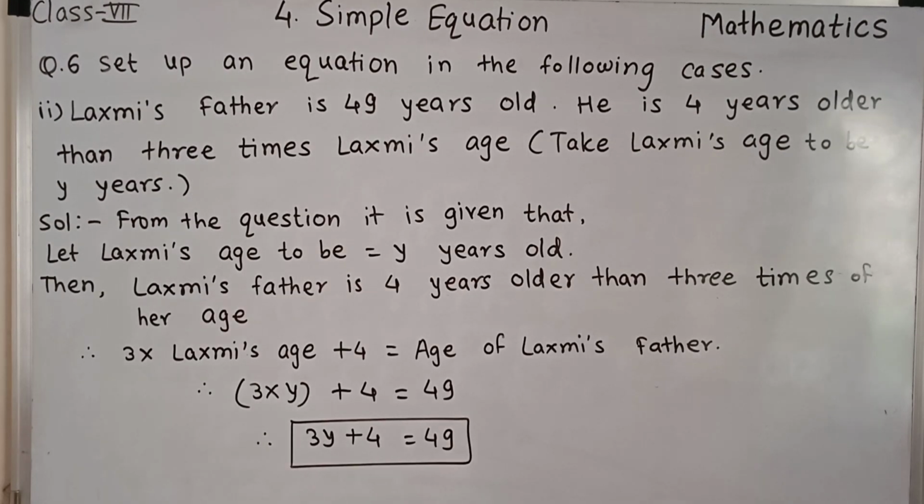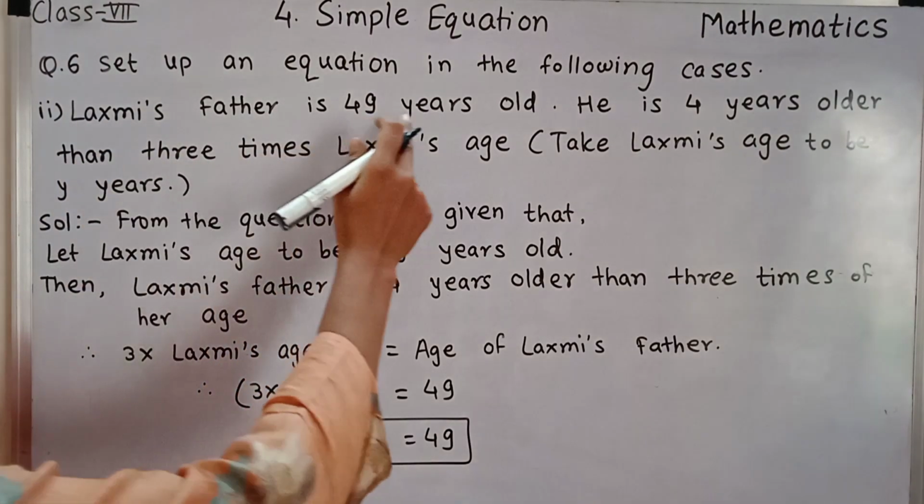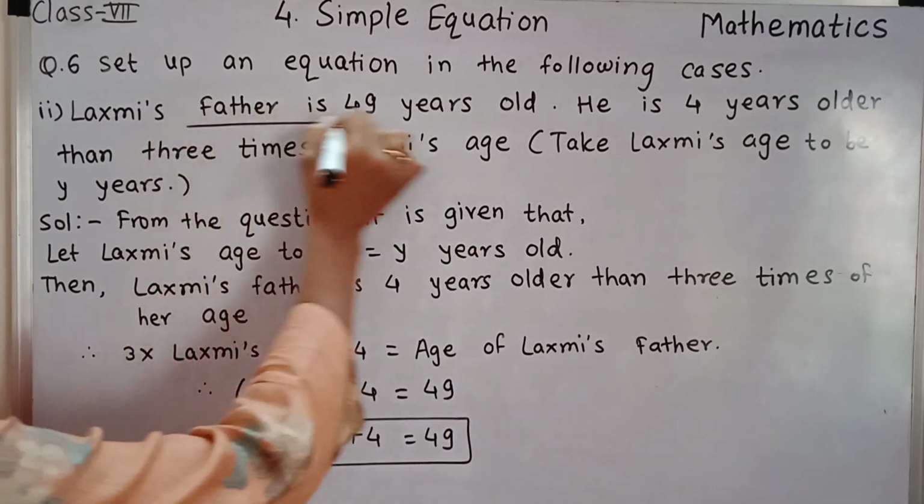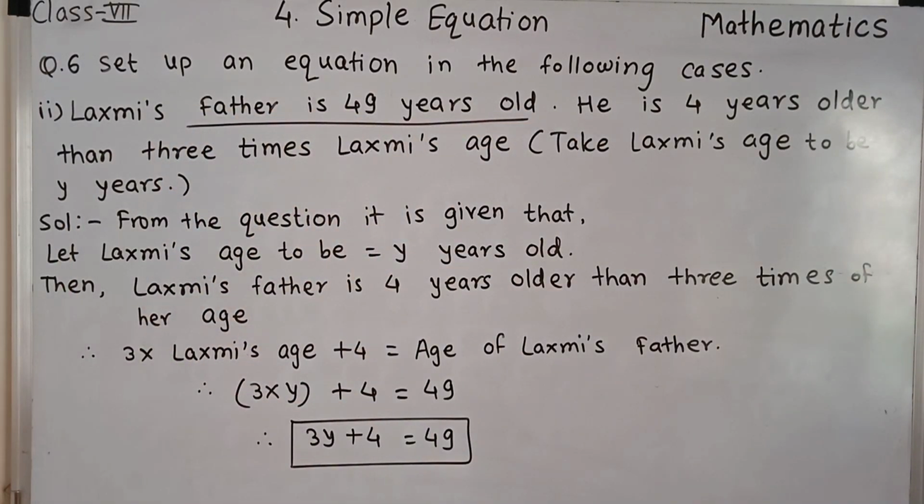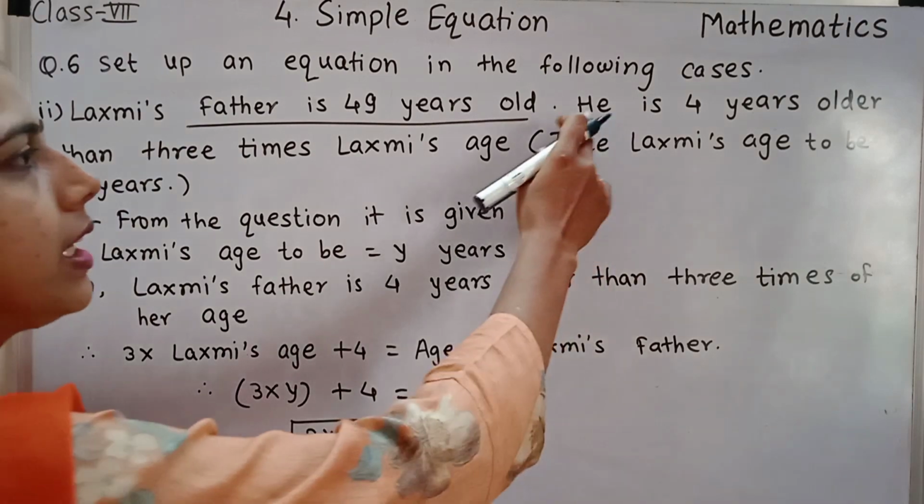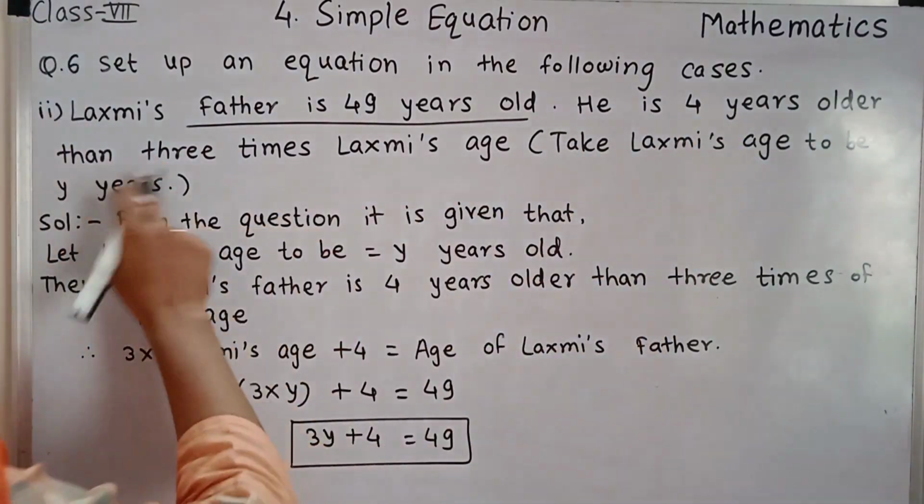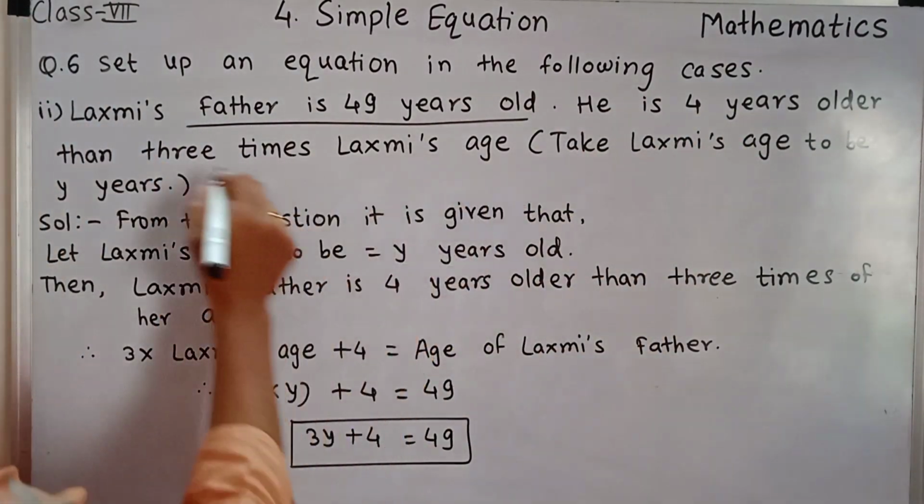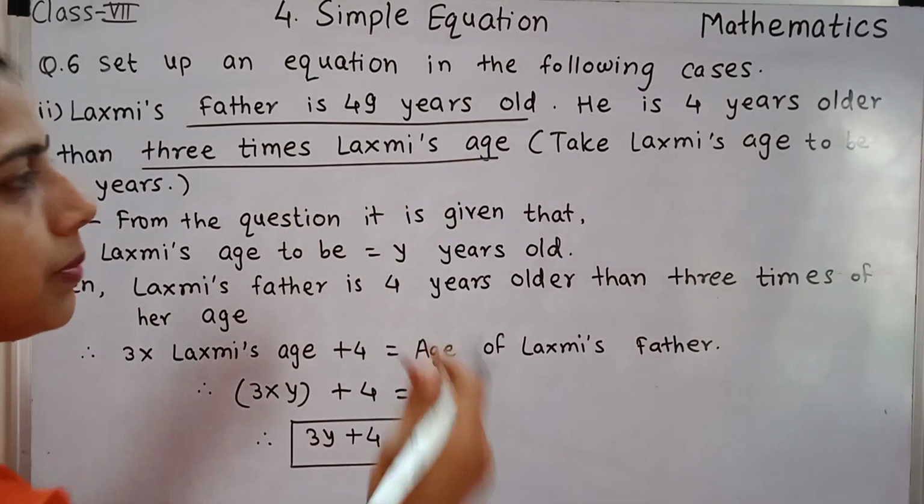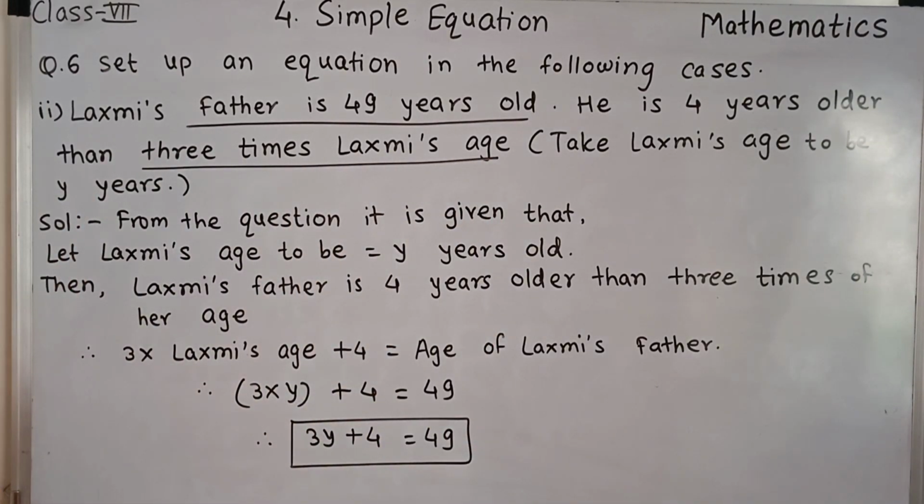Moving to the next question. Lakshmi's father is 49 years old. So this is the given thing. Yes. Lakshmi's father's age is what? 49 years old. He is 4 years older than 3 times Lakshmi's age. Whatever Lakshmi's age is, we multiply it by 3 times, and if I add 4 to it, what will we get? We will get her father's age.